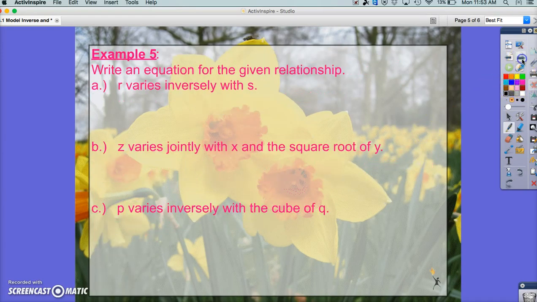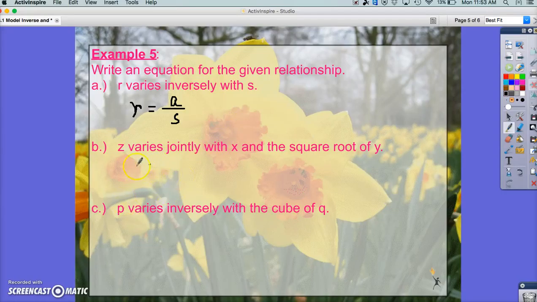All right. For the last example here, we're going to write an expression for the given relationship, talking about varies jointly. So R varies inversely with S. Inverse, I know, is a fraction. A varies inversely with S. And that's an R here. R equals A over S. So inverse we know is a fraction.